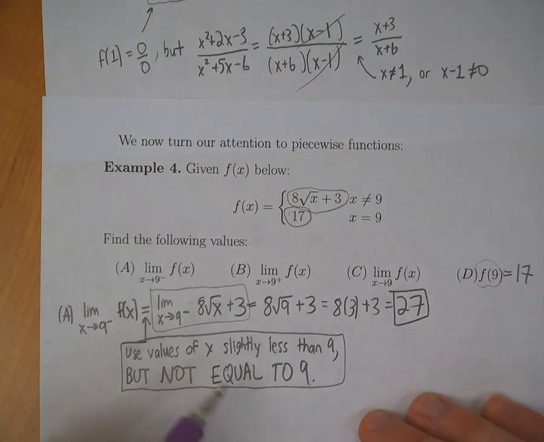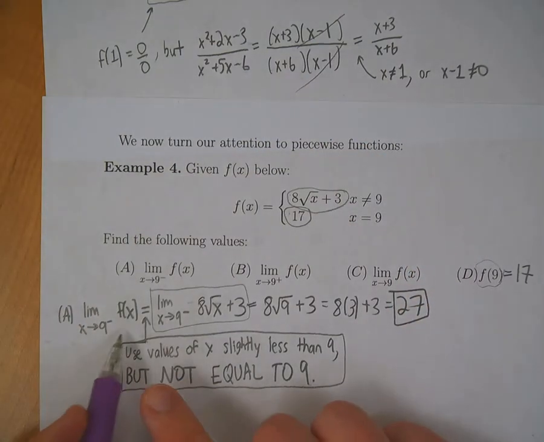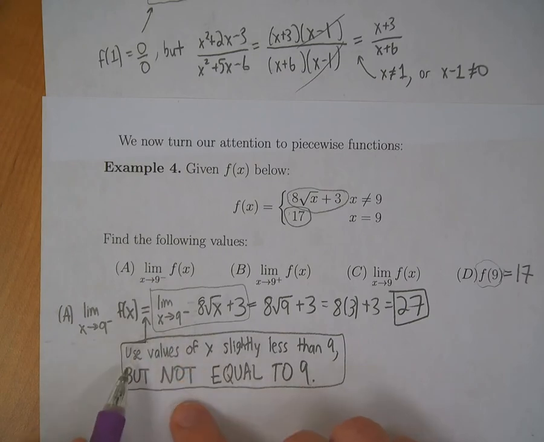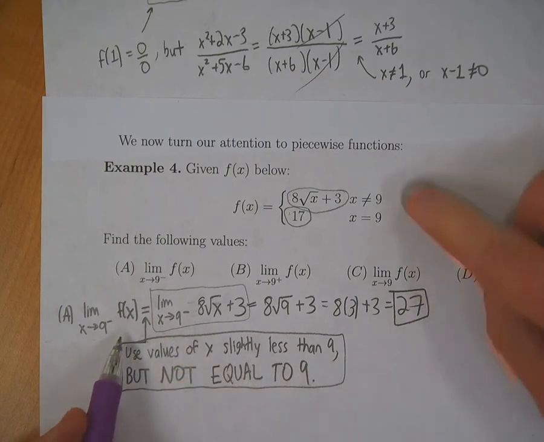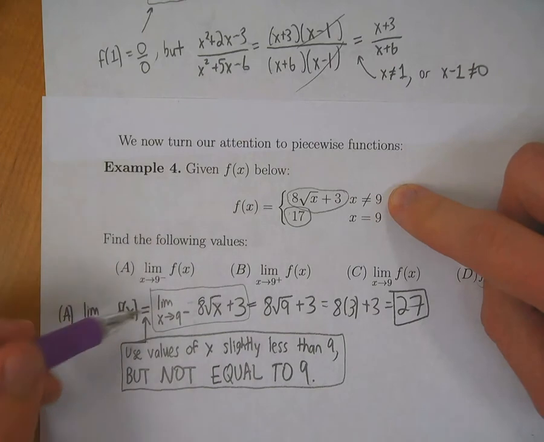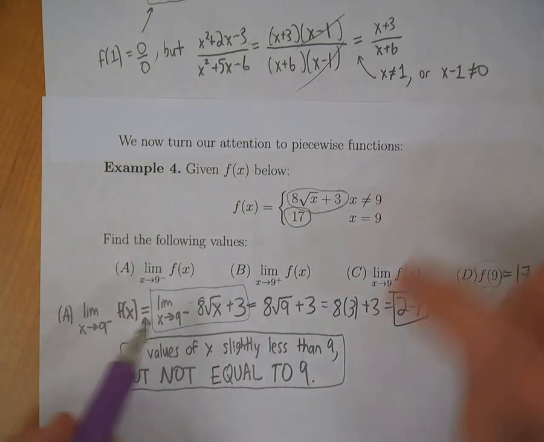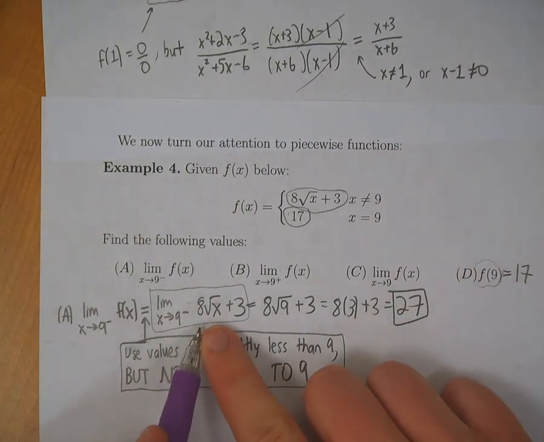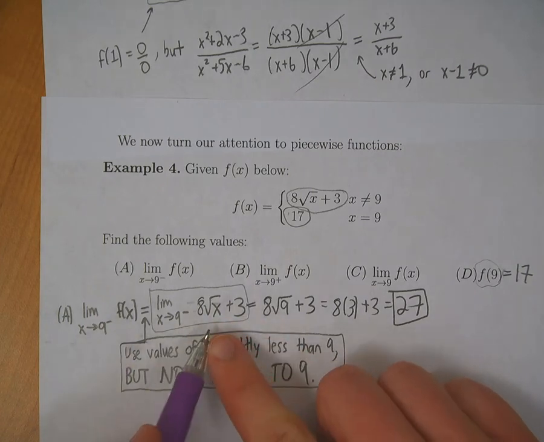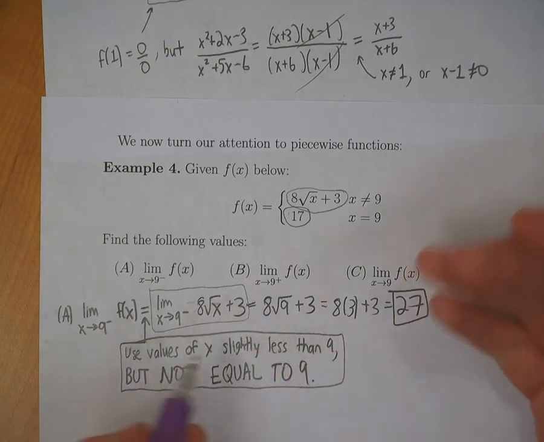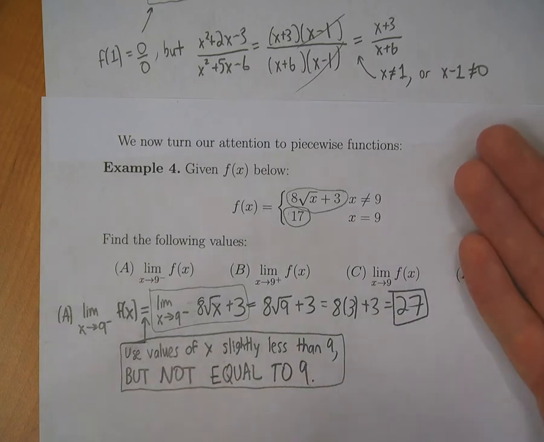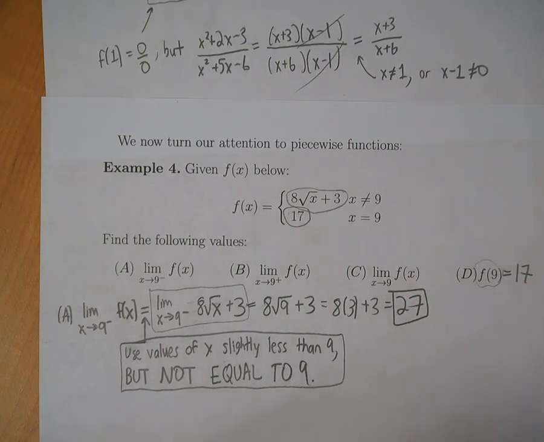So going from here to here, we need to make sure we're not equal to 9. So that's where the limit part comes into play. But once you get to here, we're back in non-piecewise function land. So in this case, we end up with a case 1 style limit. So you can just let x equal 9, and that'll give you your function value or your limit value straight away. Okay? So any questions on that?